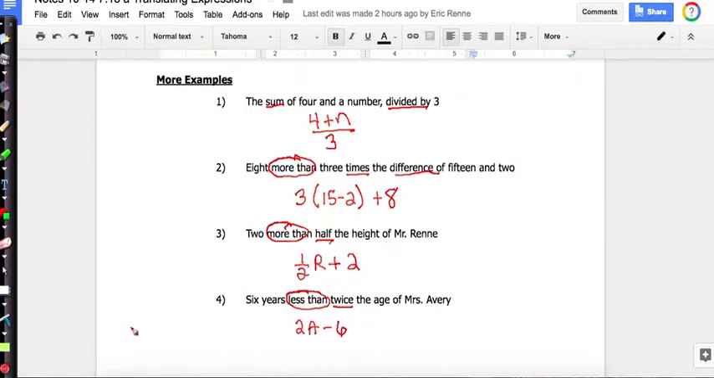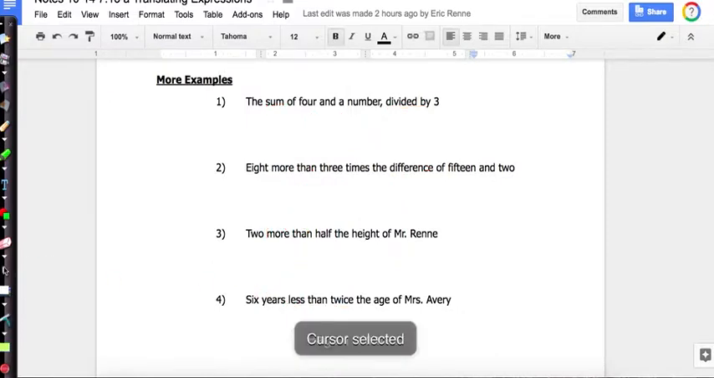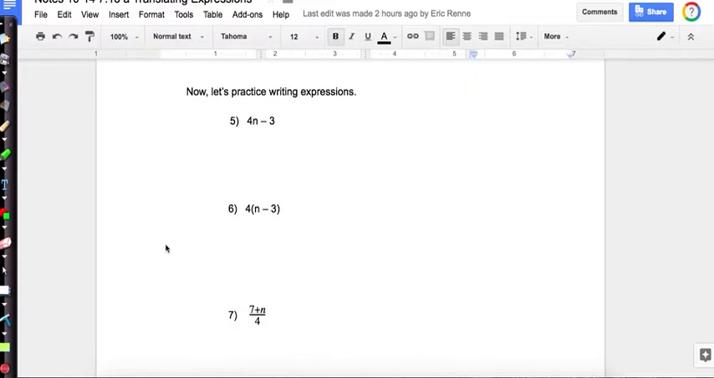Okay, now we are going to take the expression and write the words. So now we're going to go backwards. Now I'm going to give you the answer, and we're going to have to come up with the words for it. So let's look at 5. It says 4n minus 3. I'm going to put my favorite one here because I always like to use less than. So I'm going to write 3 less than 4 times a number.